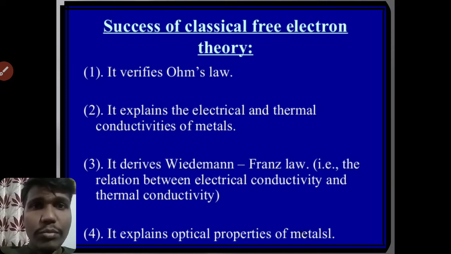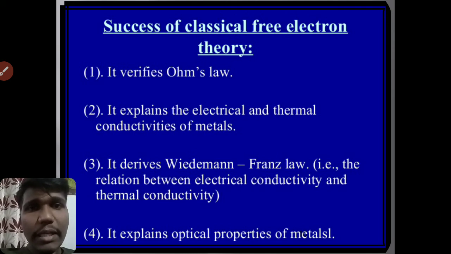For Ohm's law, we take a metallic conductor, then the electrons flow in the direction opposite to the electric field, the current flows through it and the voltage develops across it. Using the free electron theory, this is a success of the free electron theory, which obeys Ohm's law.